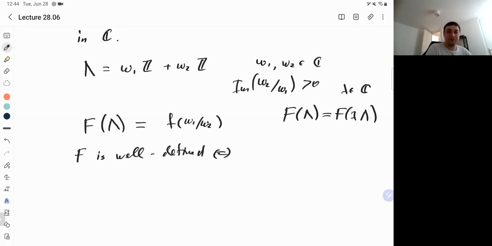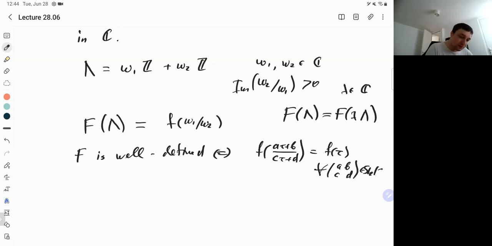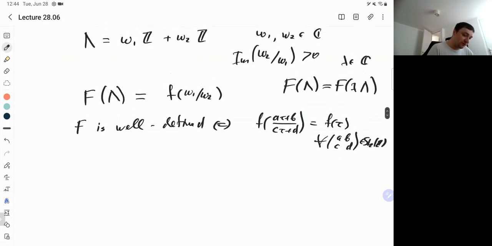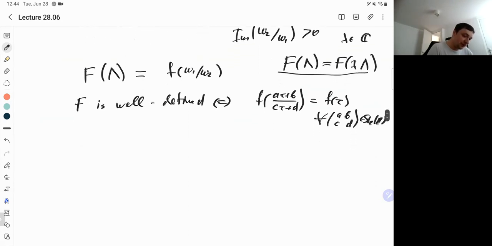And that function f is well defined, meaning that it doesn't depend on the choice of the basis, if and only if f of (a tau plus b) over (c tau plus d) is equal to f of tau for all matrices A, B, C, D in SL2Z. This basically tells you what the changes of basis in the lattice are. And then, instead of this kind of invariance condition, if you want functions that are homogeneous, so that if you rescale the lattice, you get an expression of the other way around.